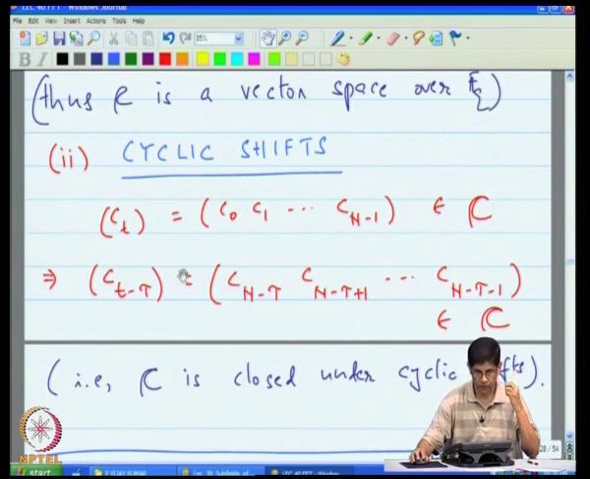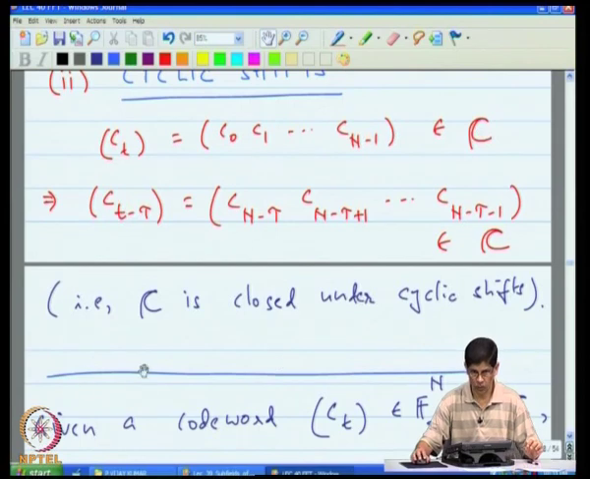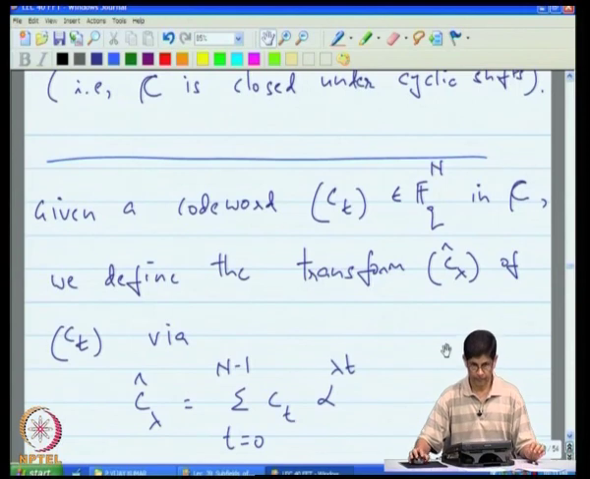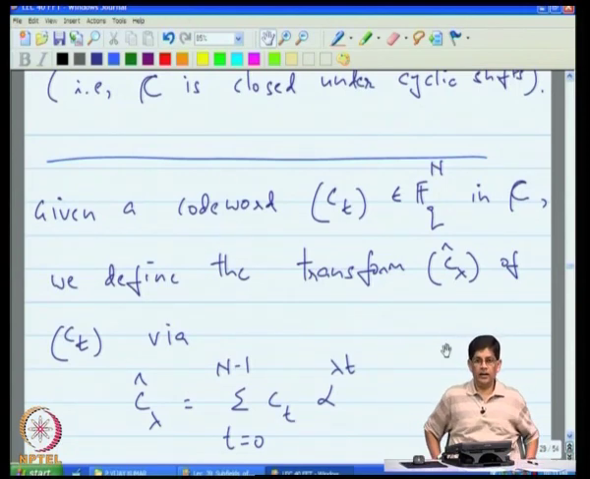So what we require is that if this code word belongs to the code, then every wraparound cyclic shift of this code word also belongs to the code. That is, the code is closed under cyclic shifts. So that is the definition of a cyclic code.